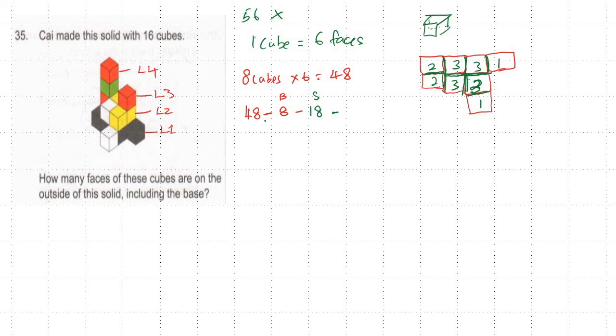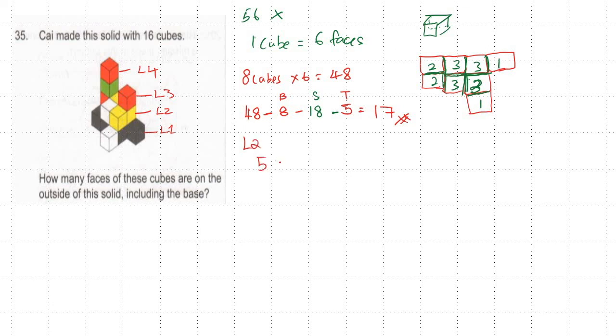And then I must minus off the top. How many tops are there on top of me? 1, 2, 3, 4, 5. So I have 5 top. This is the top. So for level 1, I will have 17 exposed. Okay, so now I go to level 2.